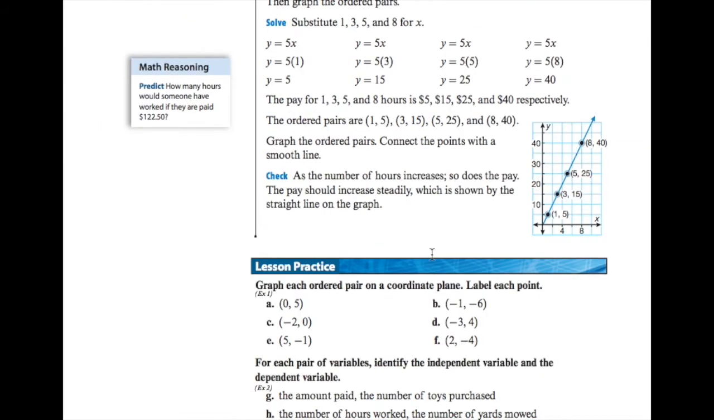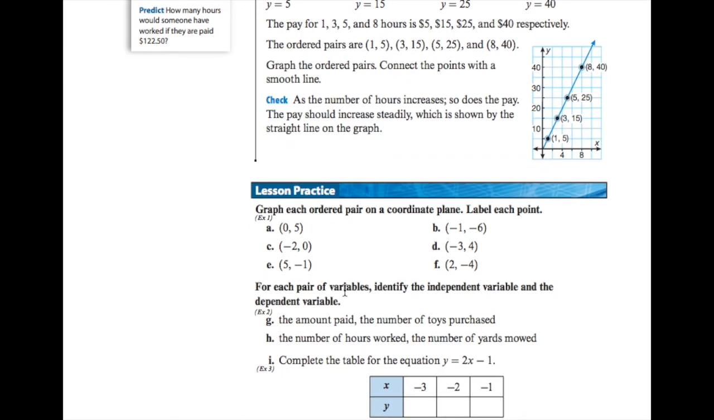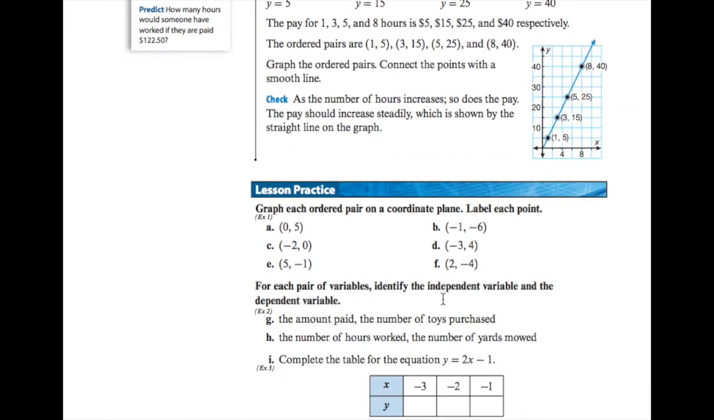Let's look back at our example problems for lesson practice. It says, for each pair of variables, identify the independent and dependent variable. G, the amount paid versus the number of toys purchased. Well, you pay based on how many toys you're purchasing. So you have to bring those toys to the register, they scan them, then you pay for that amount. So the amount paid is dependent, the number of toys is independent. They'll scan the number of toys, then how much you're paying comes afterwards.